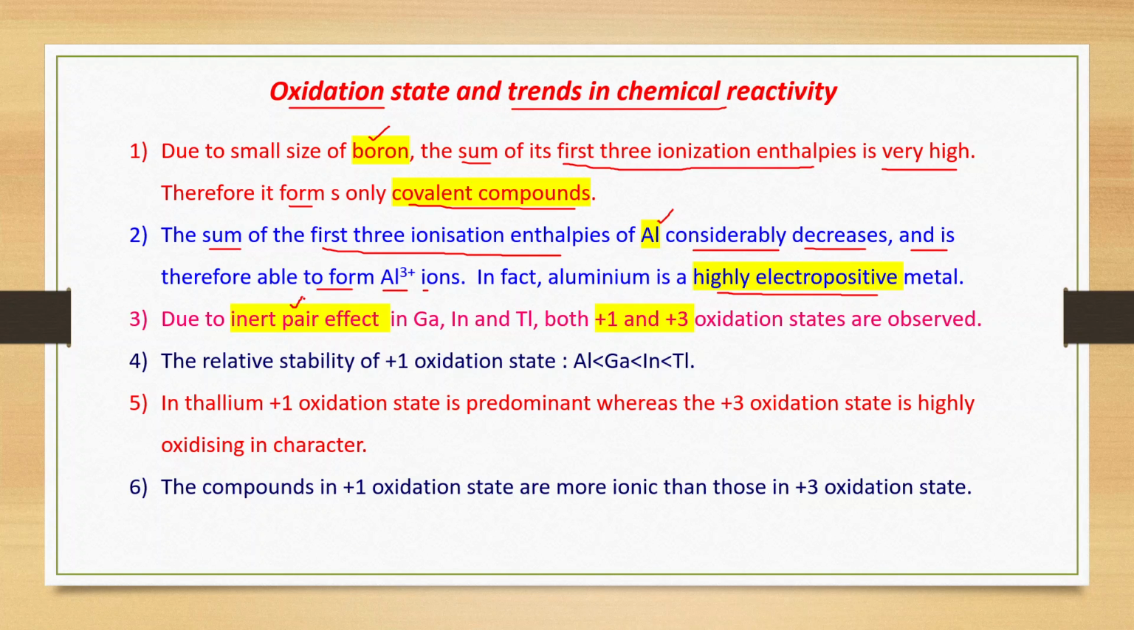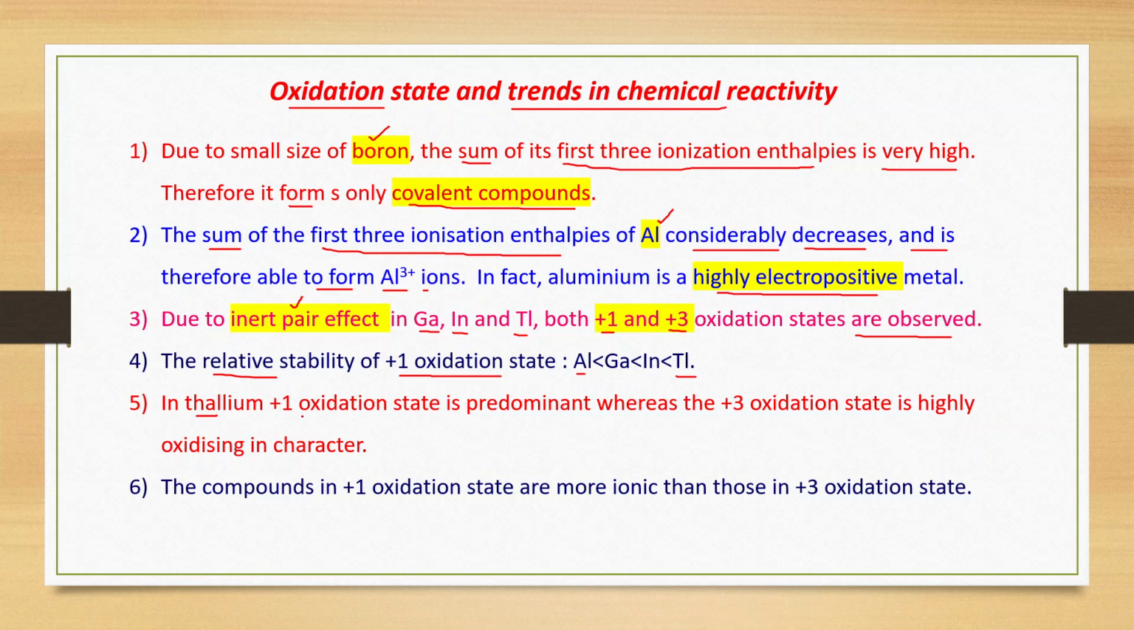Due to inert pair effect in gallium, indium and thallium, both +1 and +3 oxidation states are observed. The relative stability of the +1 oxidation state increases down the group. It means in aluminium, the +3 state is most stable while the +1 state is least stable. While in case of thallium, the +1 state is most stable and the +3 state is least stable.